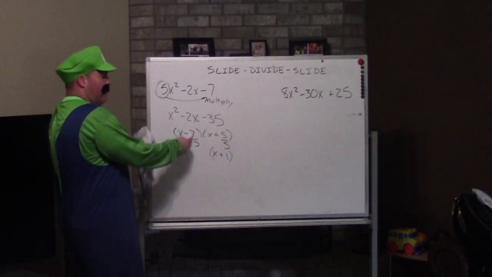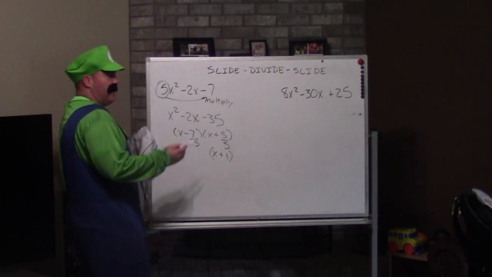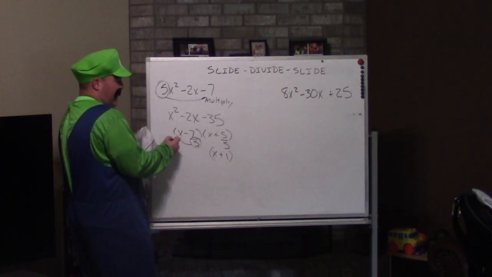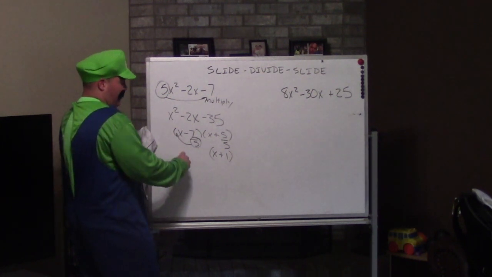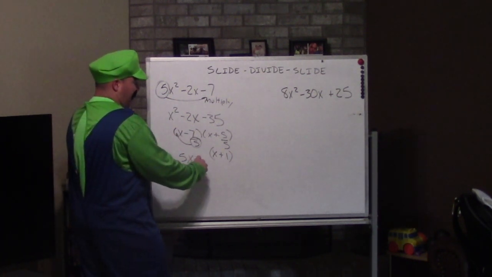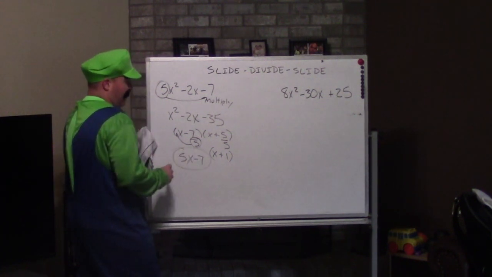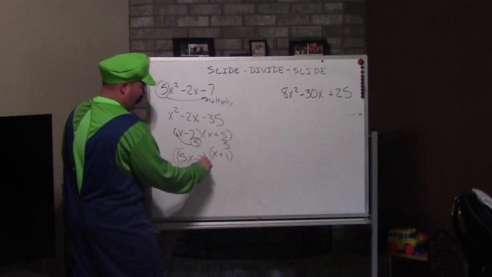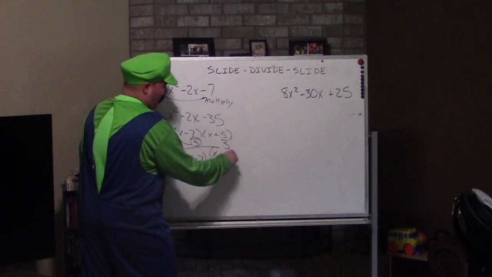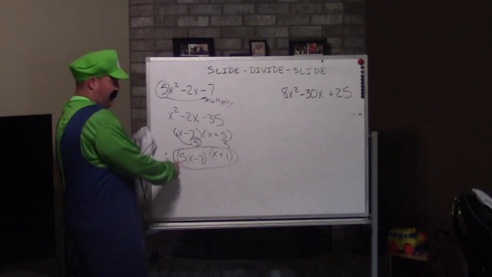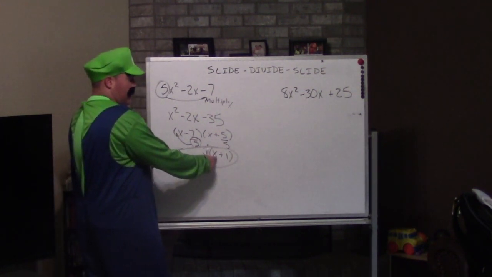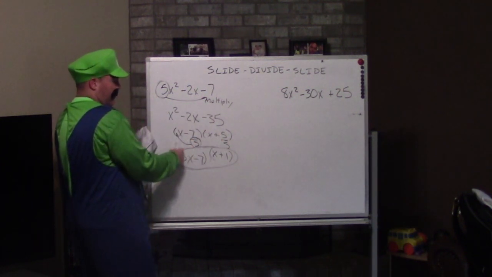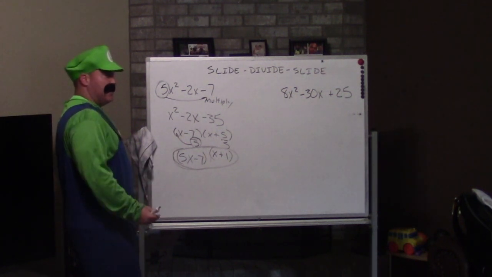Now, if it won't reduce and you still have a fraction, then the last part is to slide again. So you're going to take this number and slide it back to the front. So it becomes 5x minus 7. Those are supposed to be parentheses. And then circle all of this. So my final answer is 5x minus 7 times x plus 1. Slide, divide, and then slide it back. Okay, it's a simple way you can do it.